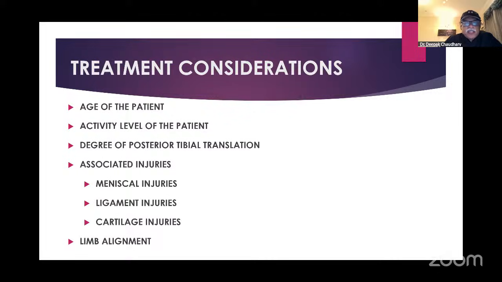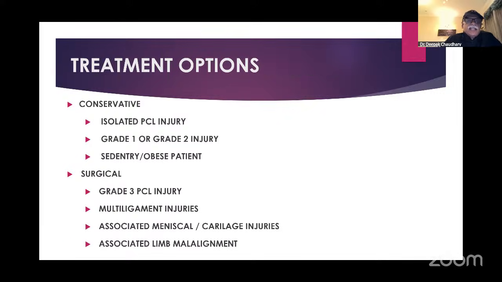And in a chronic situation, limb alignment is very important. The patient might require an osteotomy, especially if there is an old PLC injury, where the limb could be in varus. There are some situations where we could manage it conservatively, such as an isolated PCL grade 2 injury, or a sedentary or obese patient. But usually surgery is required when there is a grade 3 PCL injury in a multi-ligamentous situation, when there are associated meniscus or cartilage injuries, or there is limb malalignment.